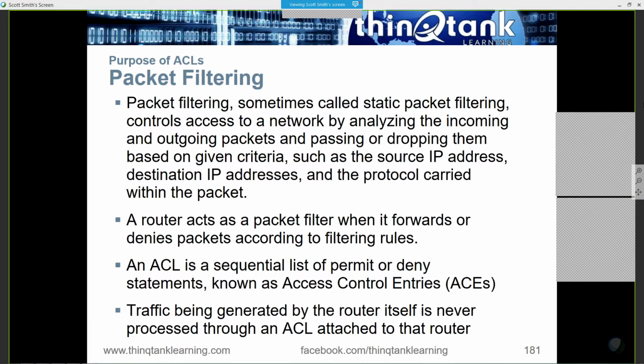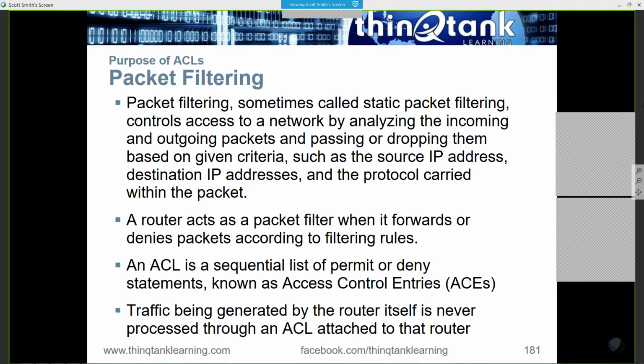Now, an ACL stands for Access Control List, is a sequential list of rules or statements. Those statements are called access control entries. And each access control entry represents an action that we're going to take against a packet based on packet criteria. What are the two actions that we have to choose from? What are the two actions that a packet filter has to choose from? Allow and deny, right? Permit or deny.